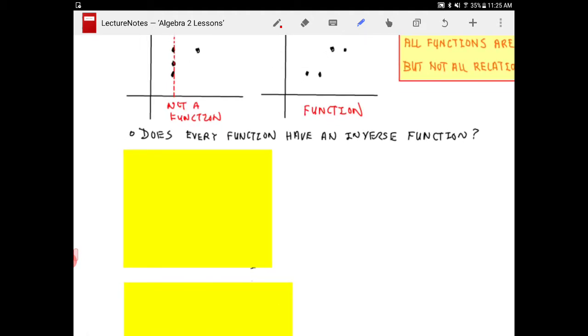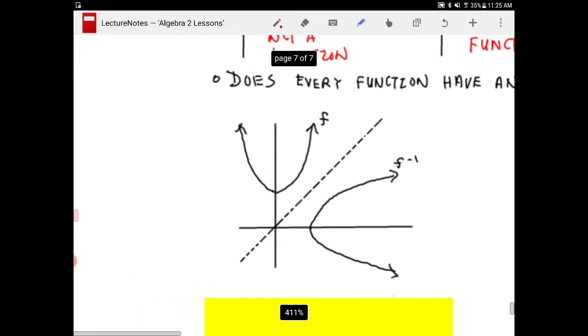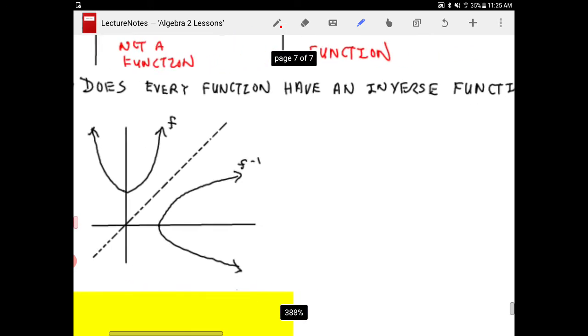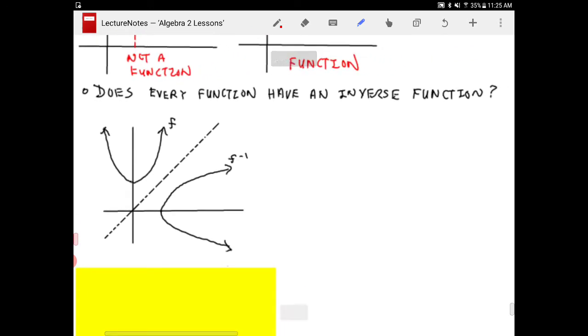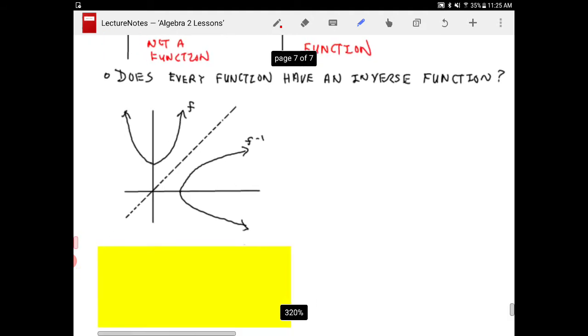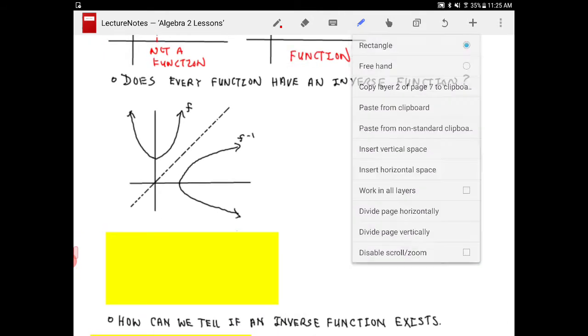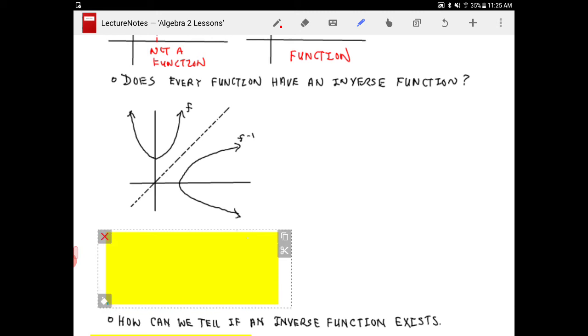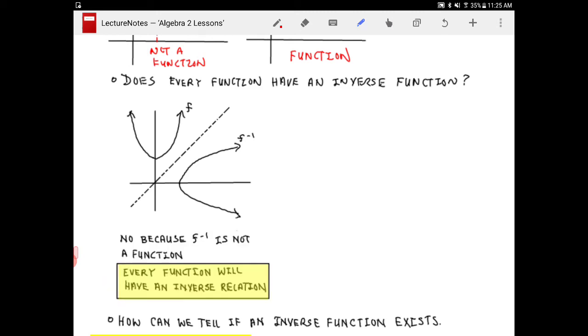Say, for instance, I take a function, and the function looks like this parabola here, okay? Knowing what I know about the inverse, it is simply the reflection of the original over the line y equals x. Now, is this going to be an inverse function? Well, as it turns out, this is not an inverse function, but it's certainly an inverse relation, right? It's not an inverse function because f inverse is not a function.